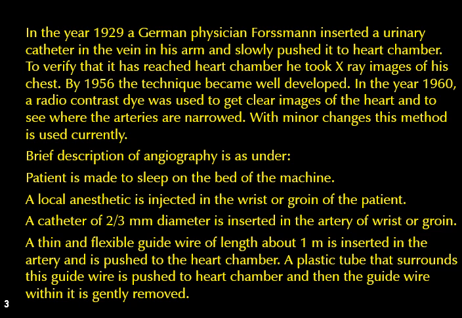A brief description of angiography is as under. The patient is made to lie on the bed of the machine. A local anesthetic is injected in the wrist or groin of the patient. A catheter 2 to 3 mm in diameter is inserted in the artery of the wrist or groin. A thin and flexible guide wire, about 1 meter long, is inserted in the artery and pushed to the heart chamber. A plastic tube that surrounds this guide wire is pushed to the heart chamber and then the guide wire within it is gently removed.